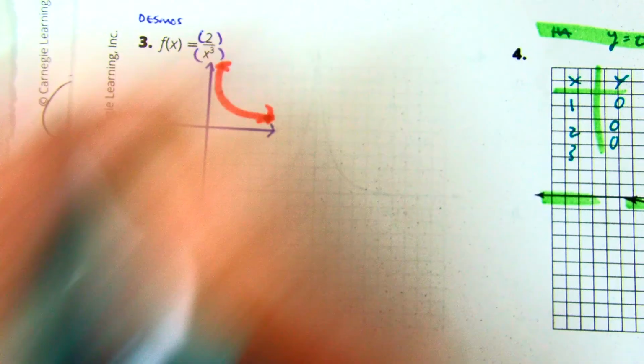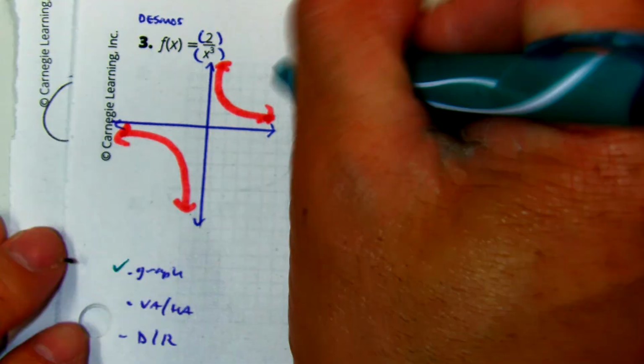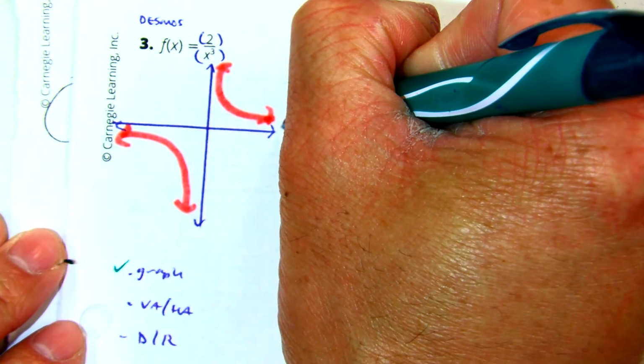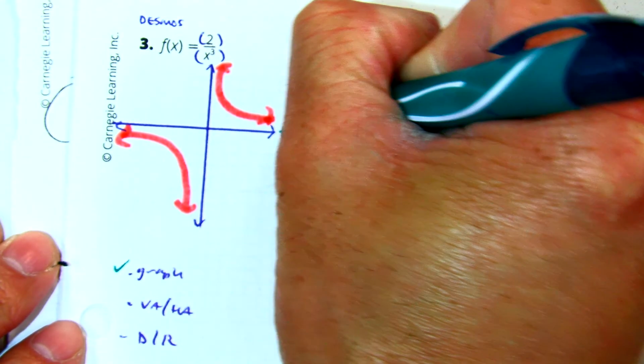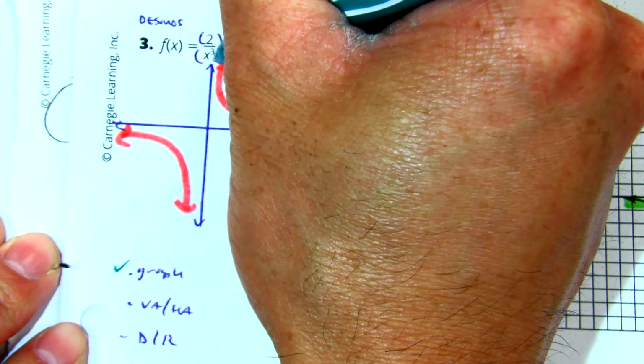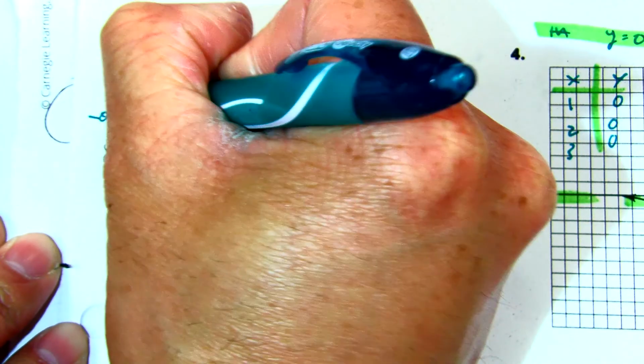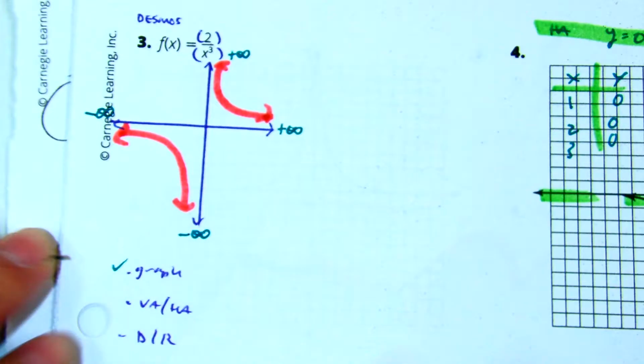Now, one thing I didn't ask you to do, but we should know how to do, is labeling the positive and negative infinities. Lome, let's label the positive and negative infinities. Remember, you're going up, positive. There you go.